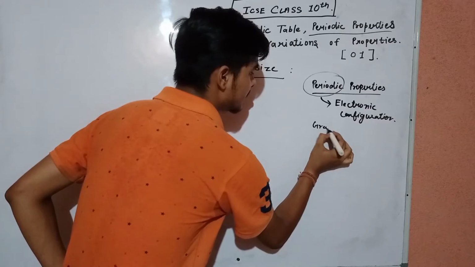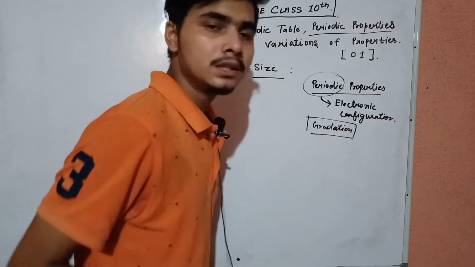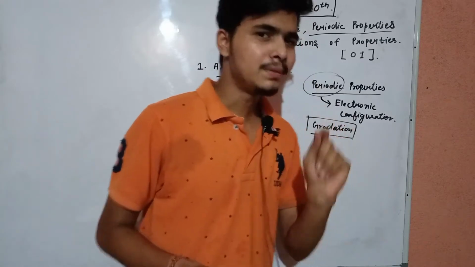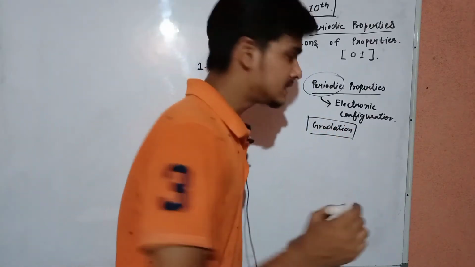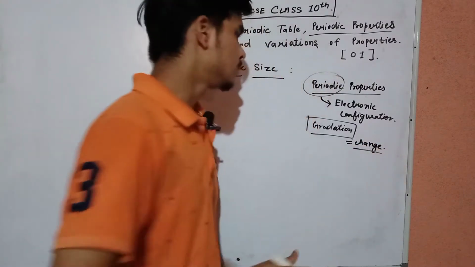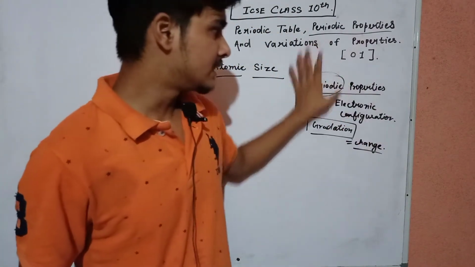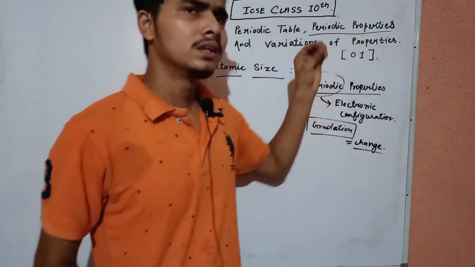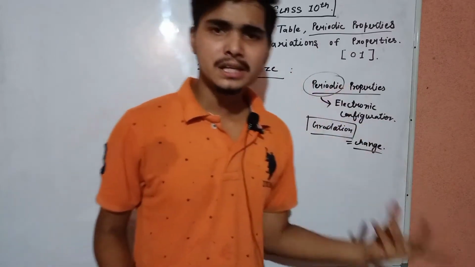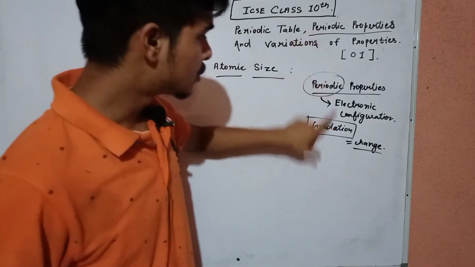And here in periodic table we see gradation. You will see a word gradation in your book. We see a gradation in these properties. Let me tell you first what is gradation. Gradation means change. So all the 6 properties are directly or indirectly related to electronic configuration, means atomic size is related to electronic configuration, metallic character is directly or indirectly related to electronic configuration, and these properties show gradation.